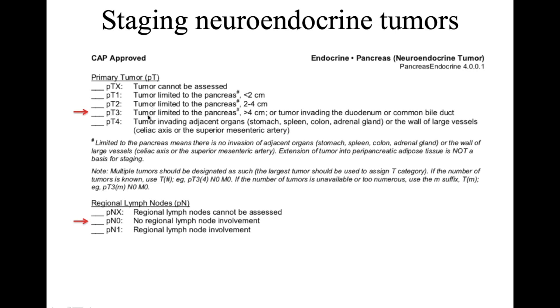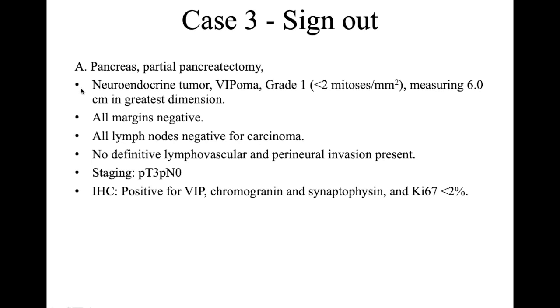In our case, it was limited to the pancreas, but it was definitely more than 4 centimeters, and there were no Mets. So for this, we will sign this case out as pancreas, partial pancreatectomy, neuroendocrine tumor, VIPoma, grade 1, because we saw less than 2 mitoses per 2 millimeters. It measures 6 centimeters in greatest dimension.